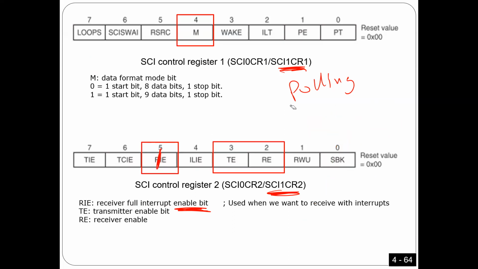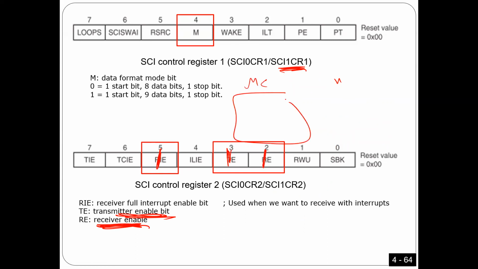Also here, this one is receiver enable. Do you want to enable the receiver or not? For sure, if you want to use the receiver, you have to enable it. Transmitter enable bit: do you want to use the transmitter or not? By the way, the same microcontroller can transmit and receive at the same time. In every microcontroller, we have a receiver and transmitter circuit, so you can transmit and receive at the same time.